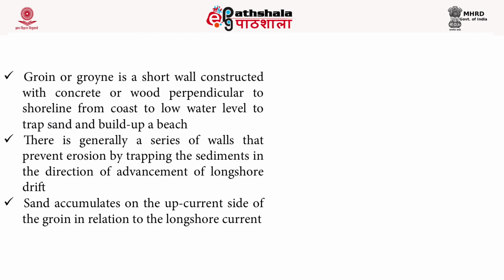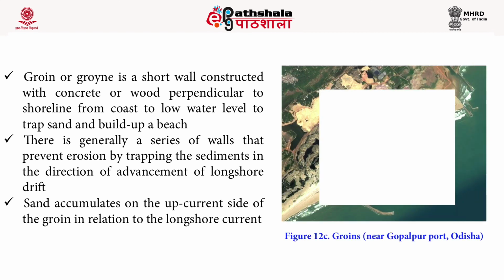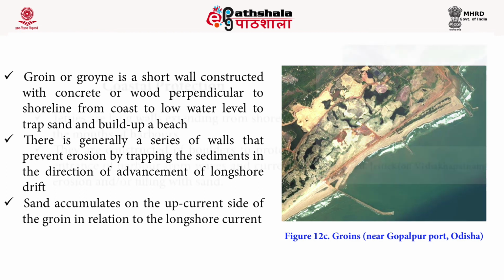Groin is a short wall constructed with concrete or wood perpendicular to shoreline from coast to low water level to trap sand and build up a beach. There is generally a series of walls that prevent erosion by trapping the sediments in the direction of advancement of longshore drift. Sand accumulates on the up current side of the groin in relation to the longshore current, as you can see in this figure.